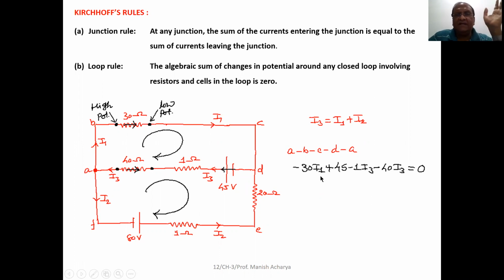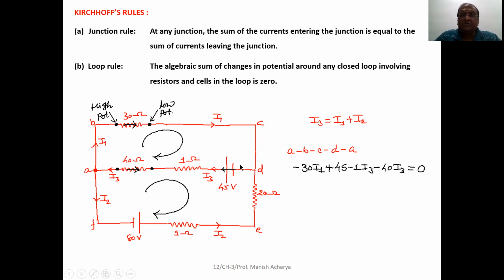Now remember the shortcut method here: if current is flowing from B to C and you are also moving from B to C, so when you are moving through the resistor in the direction of current, then always take the potential difference across that resistor as negative. And the opposite: if you are moving in the opposite direction of the current flowing through the resistor, then take the potential difference across it as positive.